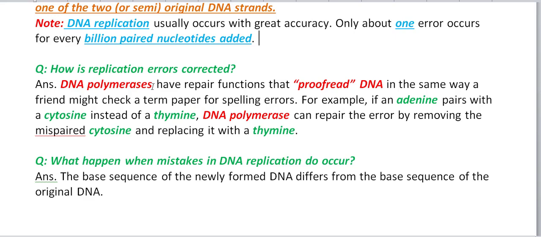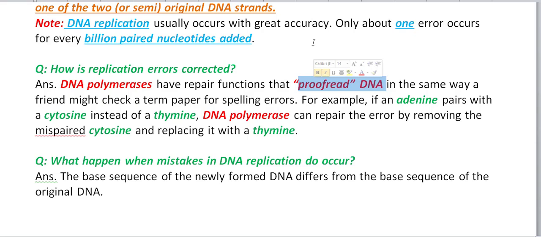We have three types of DNA polymerase. One of the DNA polymerases, called DNA polymerase repair or repair enzyme, has a repair function. So the fourth function of the DNA polymerase is to repair the mispairing nucleotide in the newly formed DNA strand. The DNA polymerase has a repair function that proofreads, meaning it determines the mistake and corrects it. In the same way, a friend may check a term paper for spelling errors.